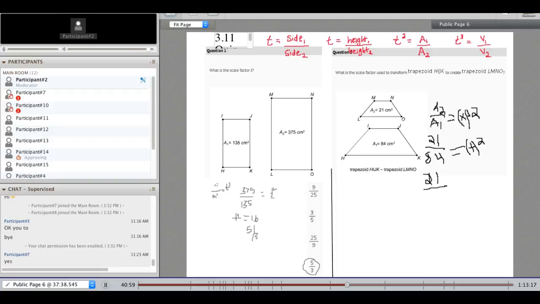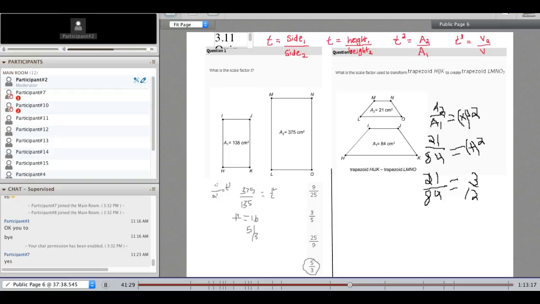There's another thing I don't like about this question. They give you both reciprocals. So in this case, see, I don't like that they do that. Anyway, that's not how I would write it. But what they did by default was they put it in their formula in the lesson. They had area 2 over area 1.